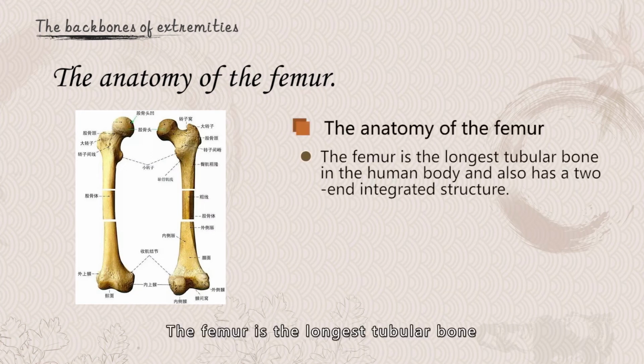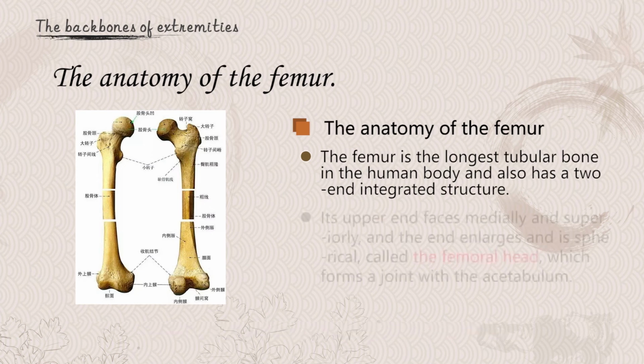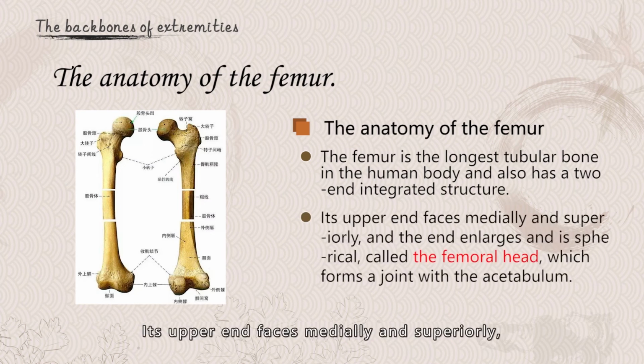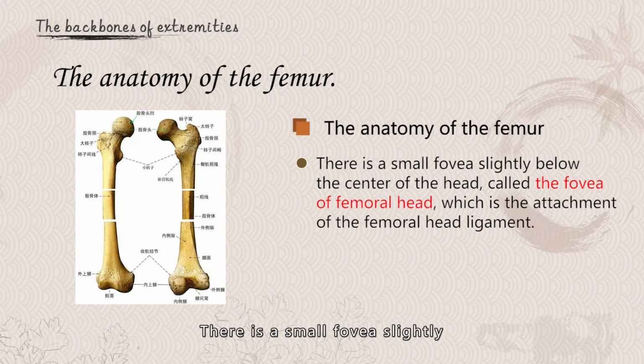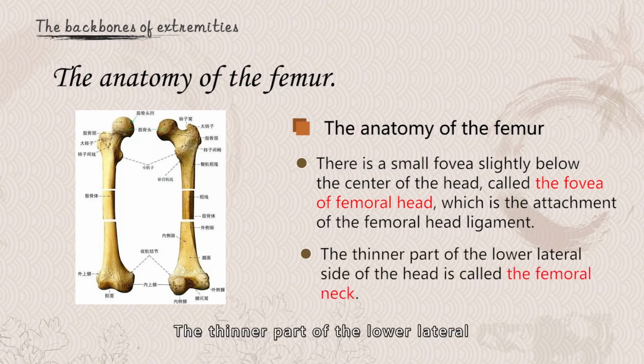The femur is the longest tubular bone in the human body and also has a two-end integrated structure. Its upper end faces medially and superiorly, and the end enlarges and is spherical, called the femoral head, which forms a joint with the acetabulum. There is a small fovea slightly below the center of the head, called the fovea of femoral head, which is the attachment of femoral head ligament. The thinner part of the lower lateral side of the head is called the femoral neck.